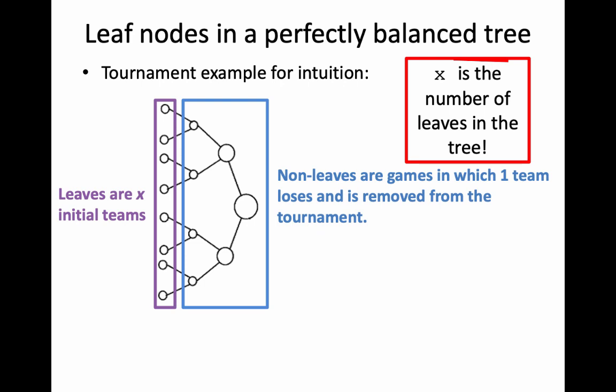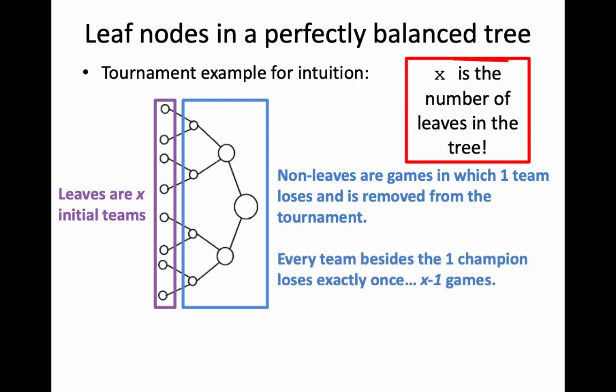This is just another way to look at exactly the same thing we saw on the previous slide, where the total number of nodes in one of these perfectly balanced binary search trees was just 2 times the number of leaves minus 1. So more than half, or 1 more than half, of the nodes are going to be in the leaves. And again, if every team besides the one champion loses exactly once, then that's x minus 1 games. And here we're using x as the number of leaves in the tree, and that's not a super common variable usage. But again, the total number of nodes is just x plus x minus 1, so 2x minus 1.